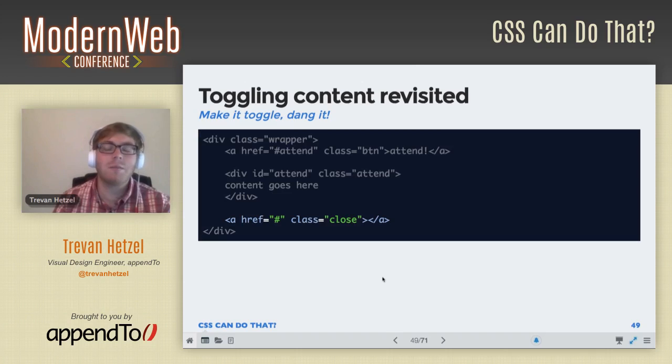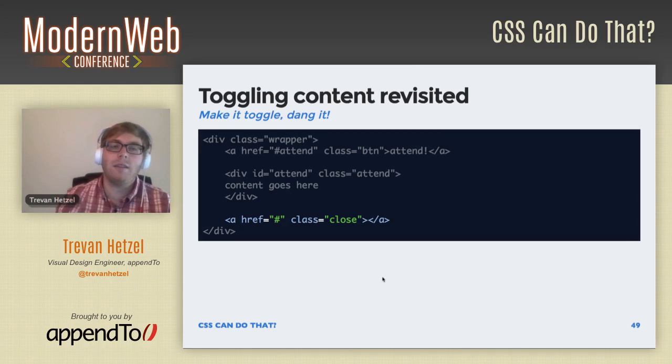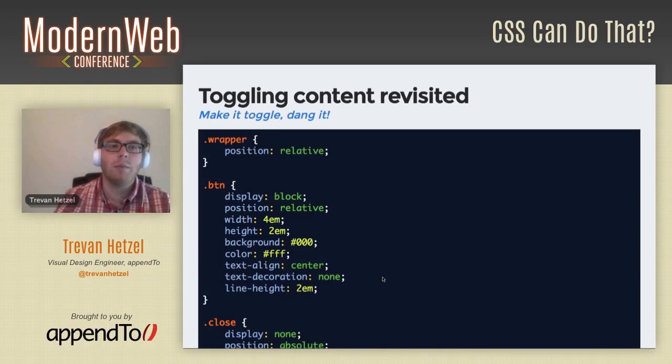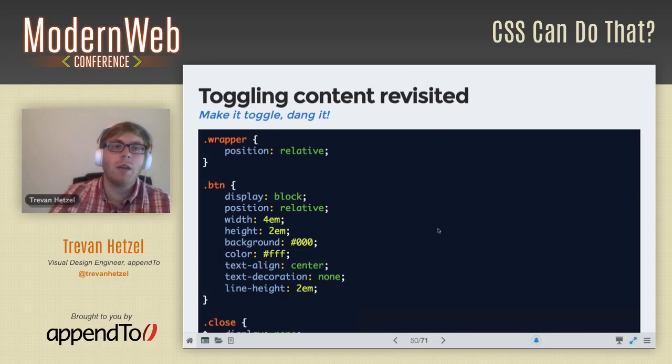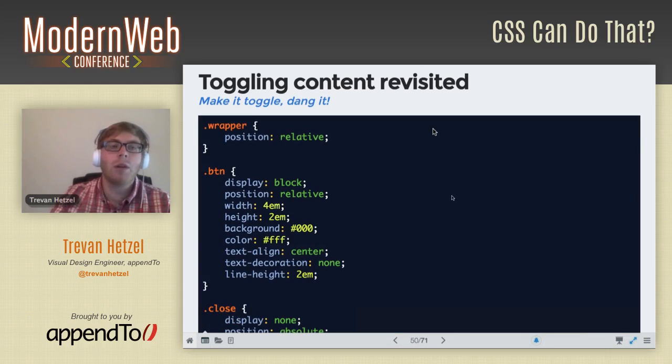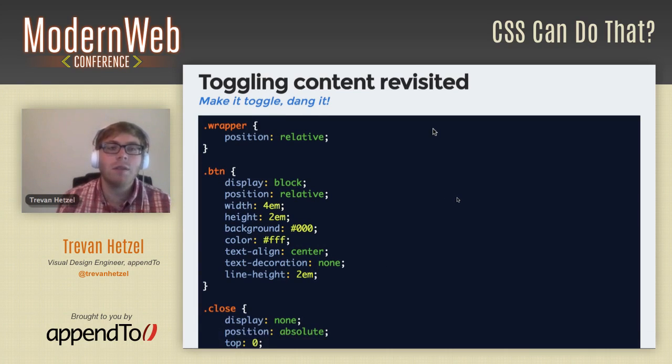So the markup is super simple though. I mean, we're just adding another anchor at the end. So that's straightforward. But then again, everything was in a wrapper. And this wrapper we're going to set to position relative so that everything is relative to it. And then that button, which is the original trigger, we're just going to make it pretty. We're going to give it a width and a height, which is needed, and then just a background and color and stuff like that.